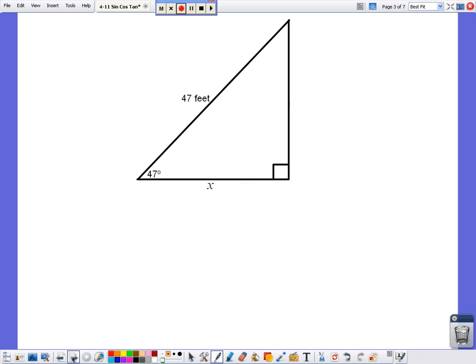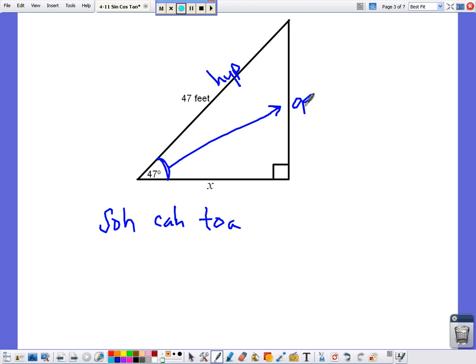So I, again, start at SOHCAHTOA. 47 degrees is the angle I'm keying off of here. So right off the bat, this is my hypotenuse. This would be my opposite. And this would be right next to 47, so this is my adjacent.